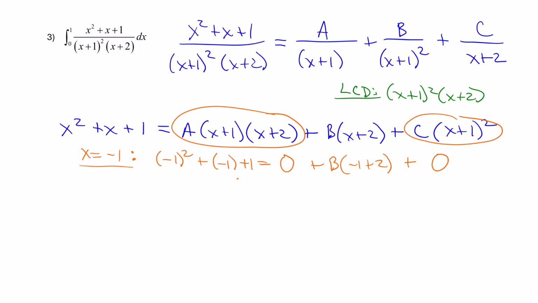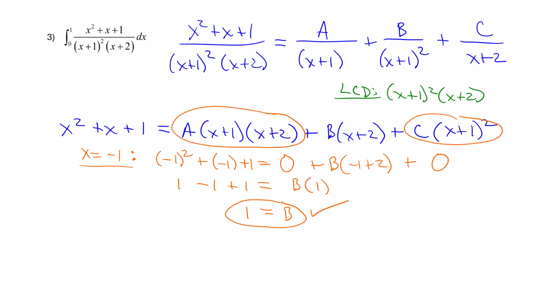If I go back through and simplify, -1 squared is 1, -1 plus 1, equals, on the right side it's going to be b times, in this case, -1 plus 2 is 1. So if I simplify even more, 1 minus 1 plus 1 on the left side will be just 1, equals, and then b times 1 is b. Well, what do you know? We already know the value for b.